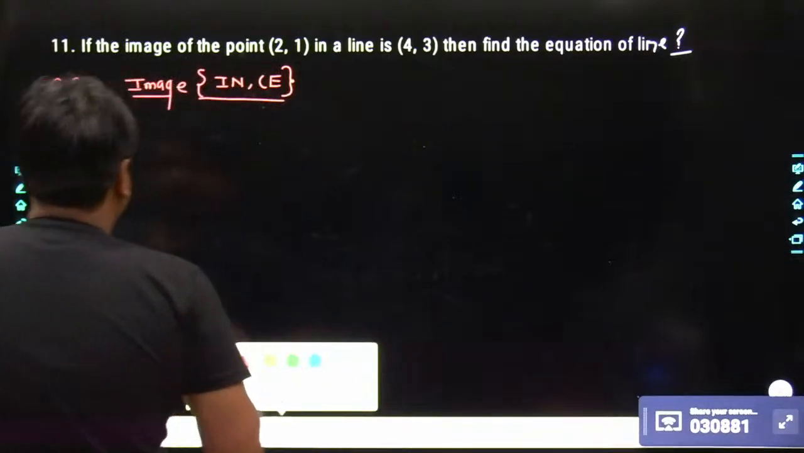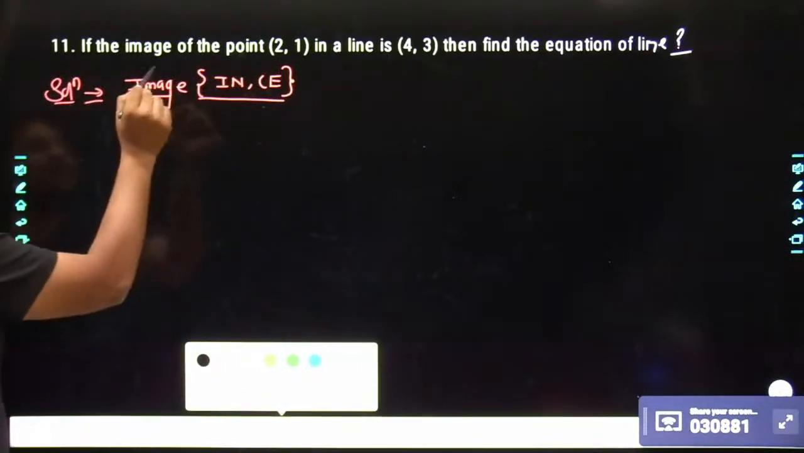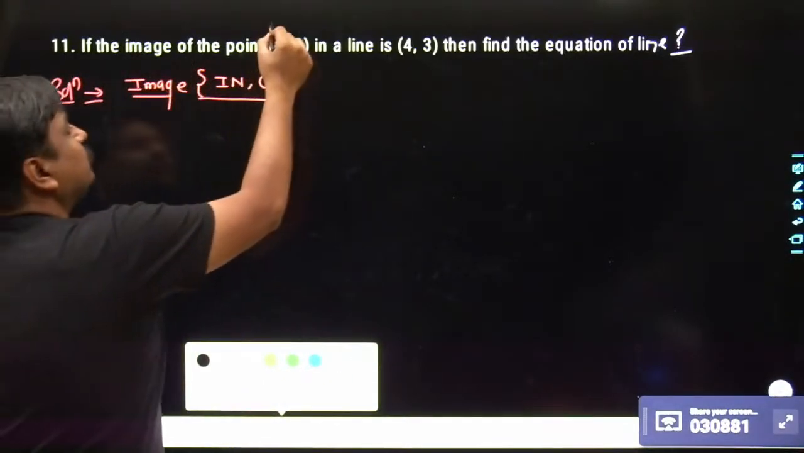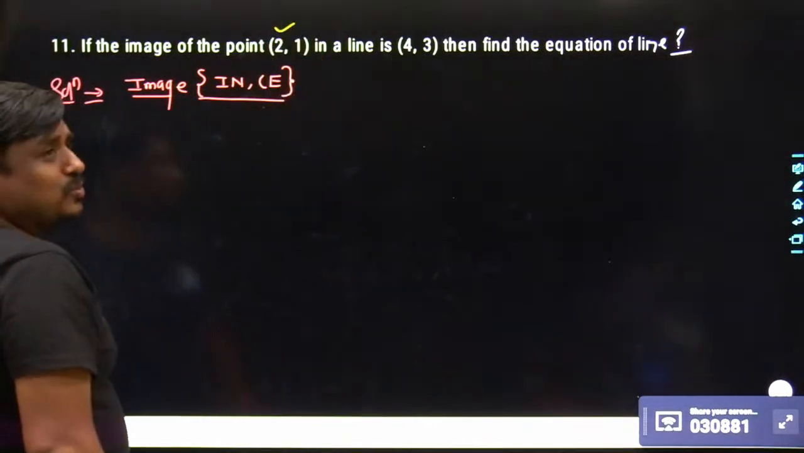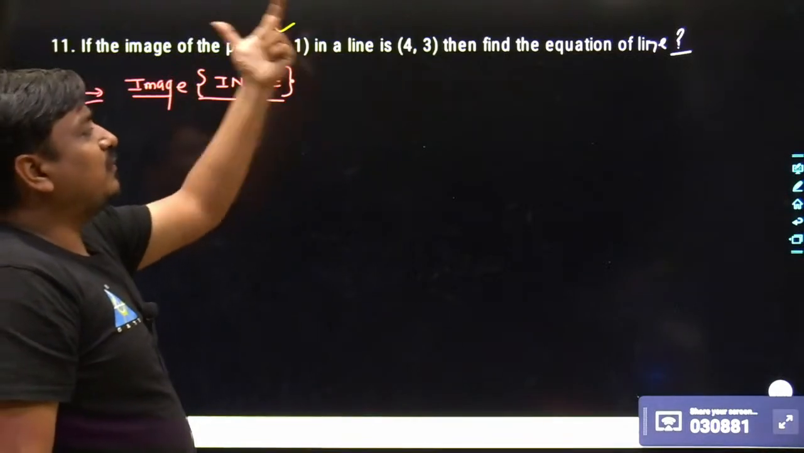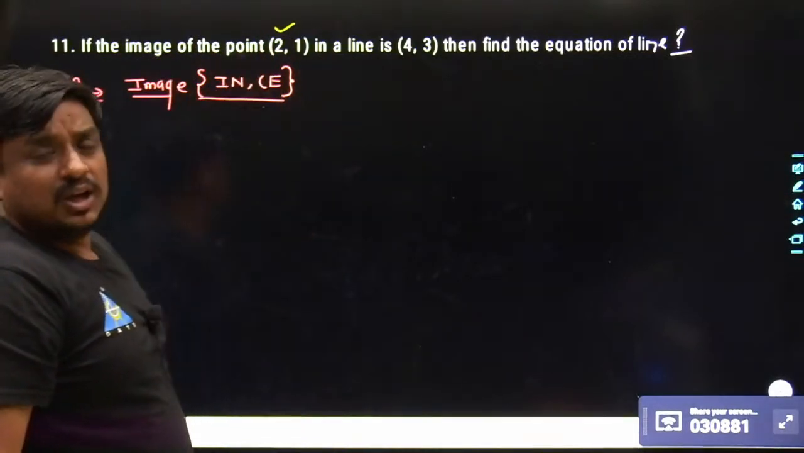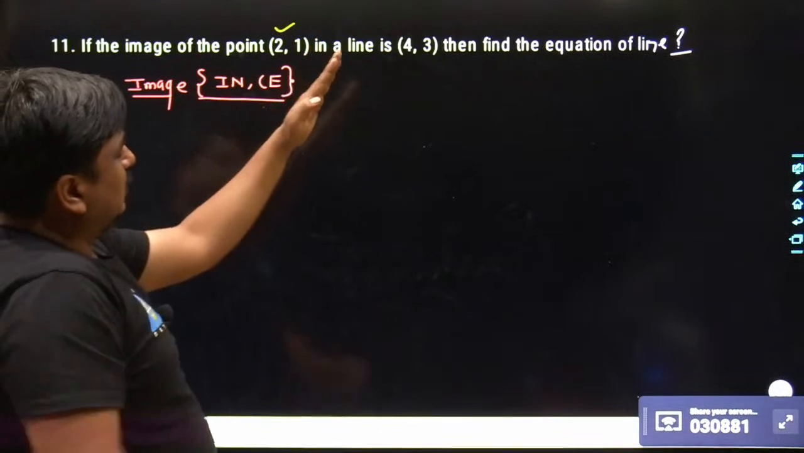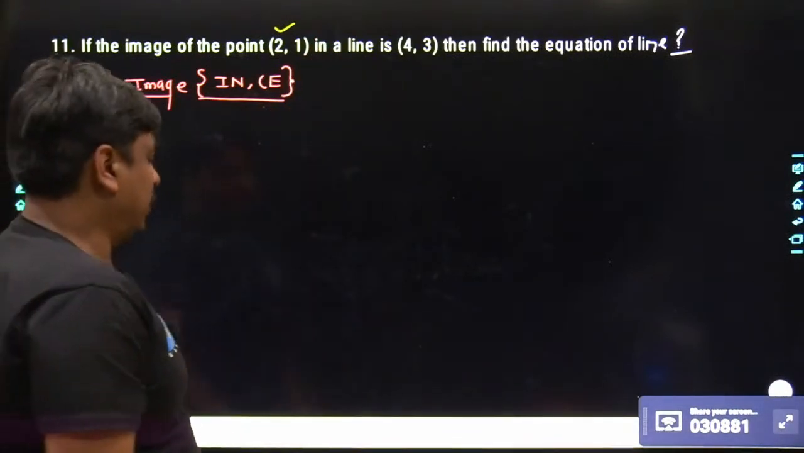Let me see what this problem states. If the image of the point (2, 1), may I know where this point would be taken? Obviously, it has to be in the first quadrant, and its image is (4, 3). Then find the equation of the line through which the mirror image has been drawn.